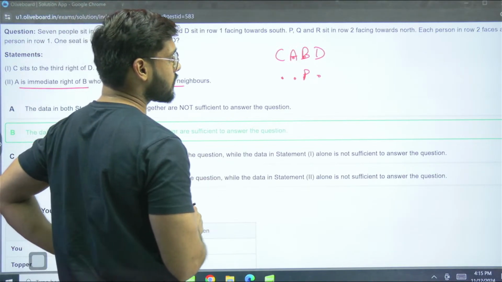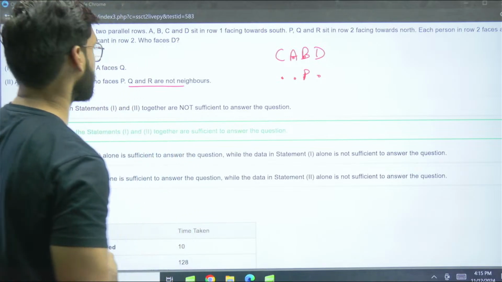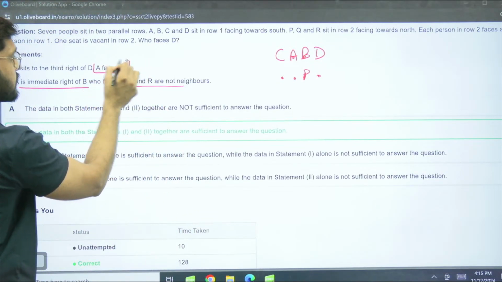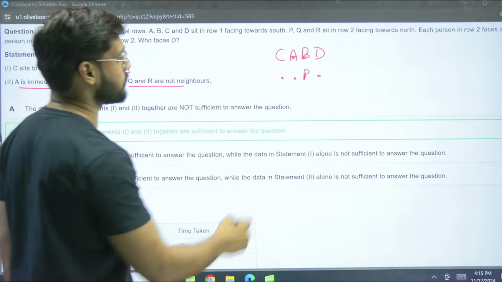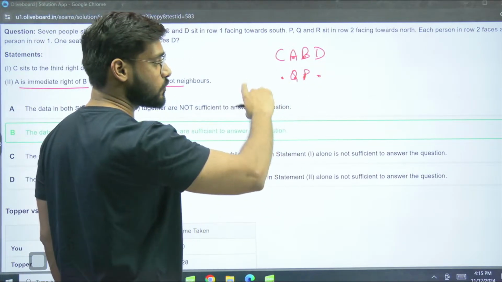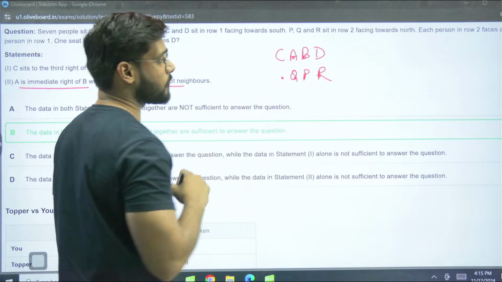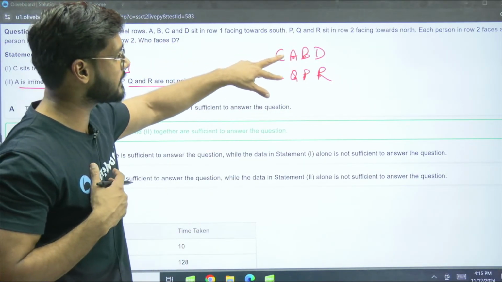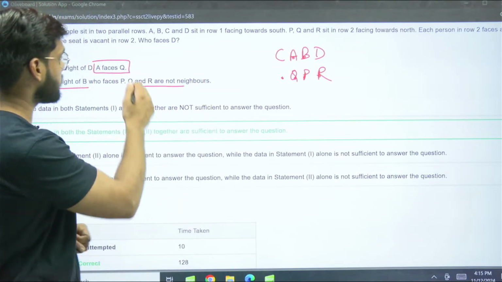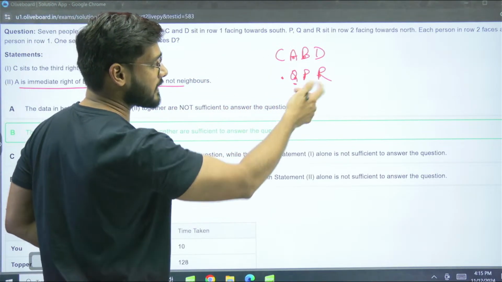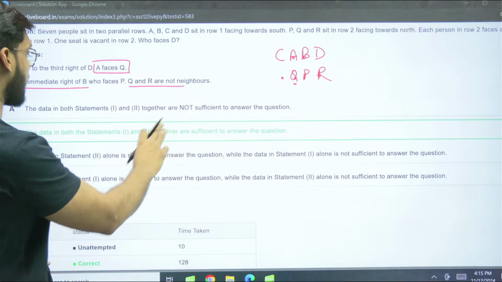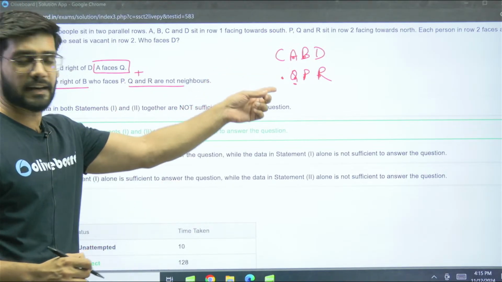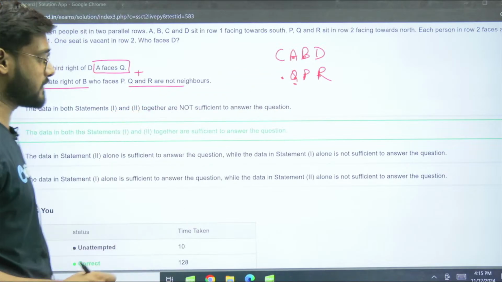If Q and R are not neighbors, okay, I missed this line, A faces Q. So Q will come over here, and Q and R are not neighbors, so R will definitely come over here. So D will face R. It was my mistake that I didn't see the line A faces Q. Because A is facing Q, Q will come over here, which I didn't place previously. So the right answer is with the help of both statements. With the help of both statements, we can get to know that D is facing R. Okay.